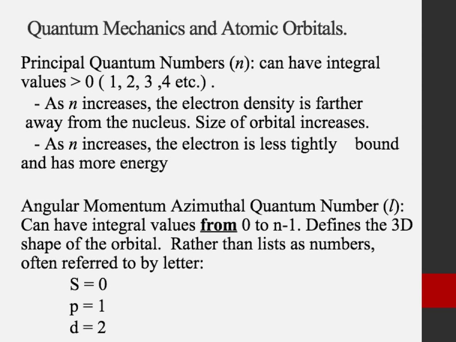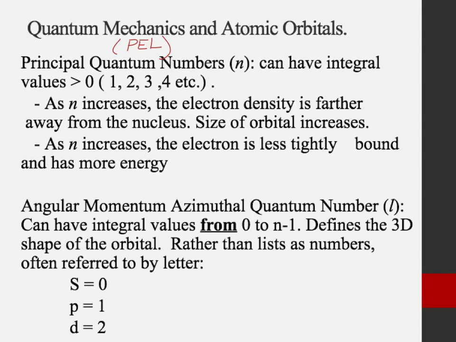Now I'm going to do my best to explain this to you so that you can understand it, but really the only way to get it is to memorize it and to do practice problems, which you will get after this video. So we have principal quantum numbers, n, and n can have integral values greater than 0. Your principal quantum numbers, n, correspond to your principal energy levels. So principal energy level 1, 2, 3, 4, but they're called principal quantum numbers.